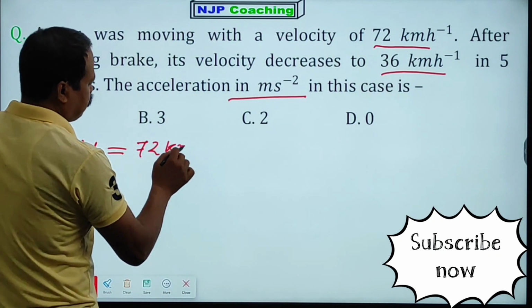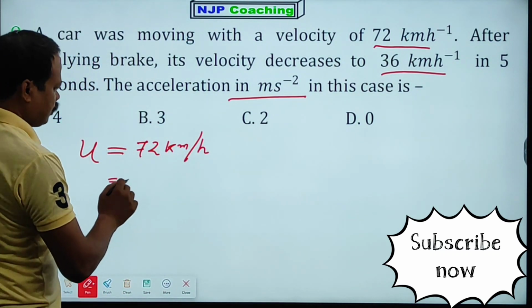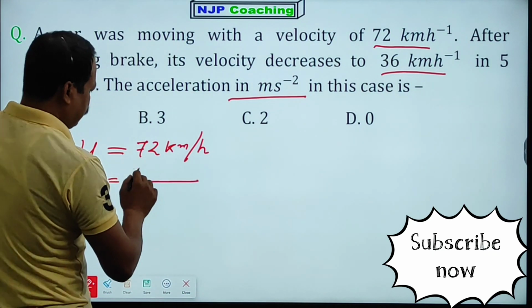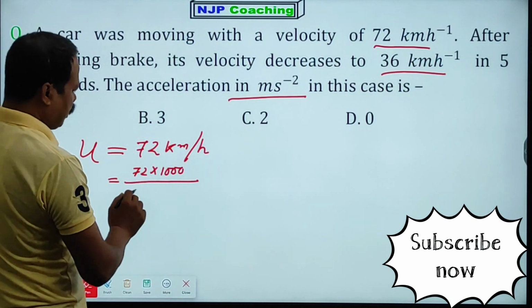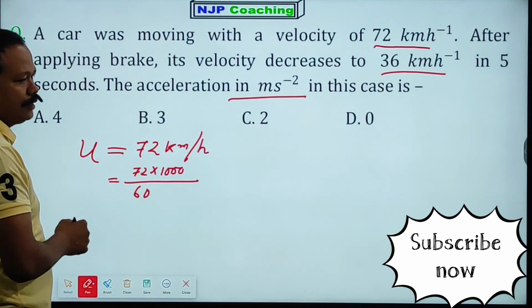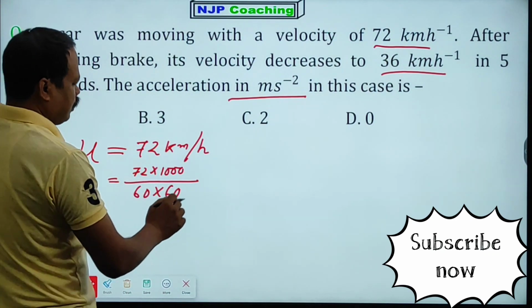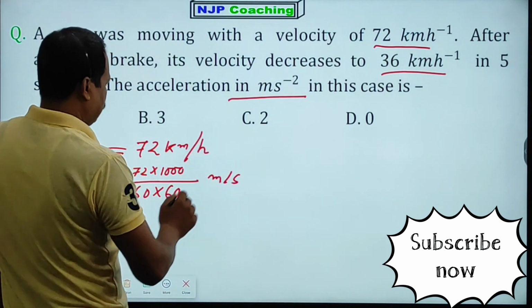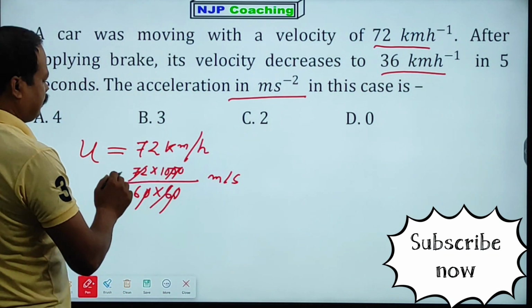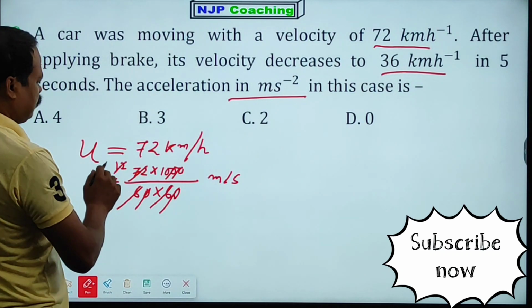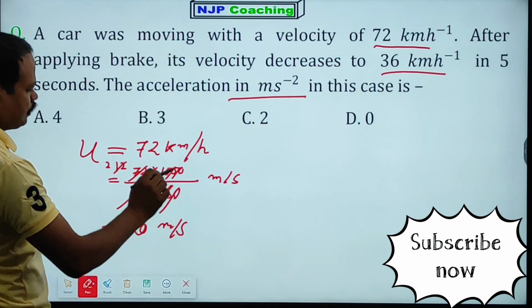72 km per hour. Per hour we can write in this way also. So 72 kilometer means 72 into 1000. This is meter. And hour, if we multiply by 60, then it will come to minute. And then again 60, it will come to second. And it will be meter per second. On cancellation, 6, 12, 6, 2, 2 into 10, 20 meter per second.